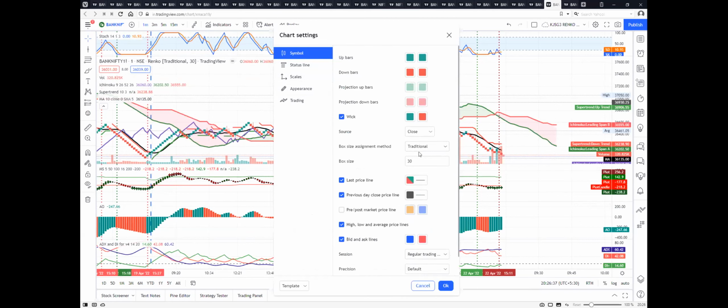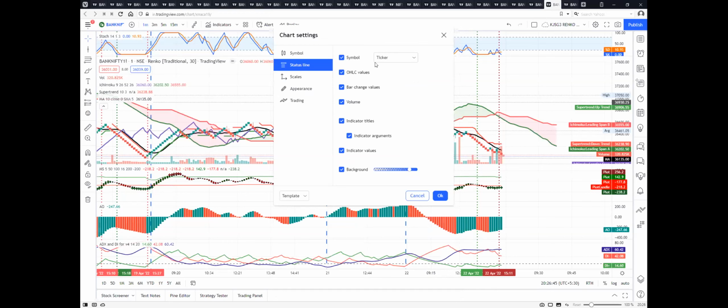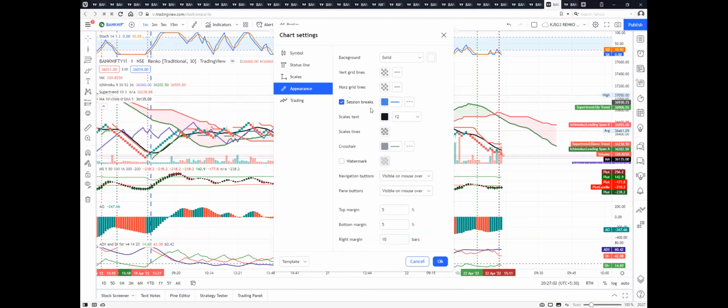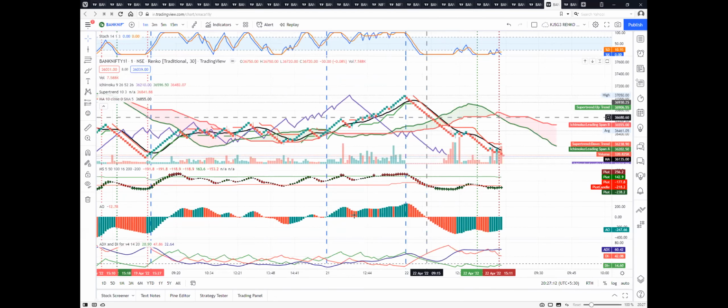Here we are using traditional 30 bricks. And in the status line, we are using symbol ticker. In scales, we untick this to symbol name and this level, pre-post market price level. And in appearance, the session breaks I have given a little darker and thicker, and this one also. Okay, these are the settings for this chart.